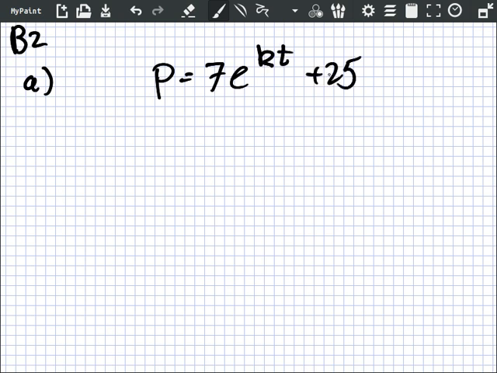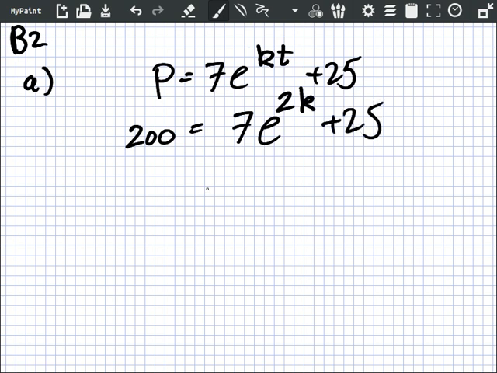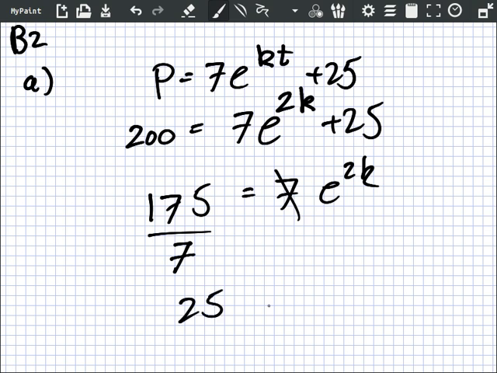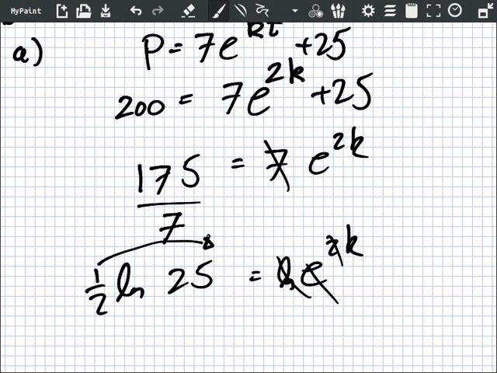So, we know T, we know P. 2K? Yes. Bring the 25 over. Divide by 7. 7 goes into that 25. Oh yeah, 25. So, next would be log. Log, cancel. Divide by 2. But you can bring that up to the power. Log 5.